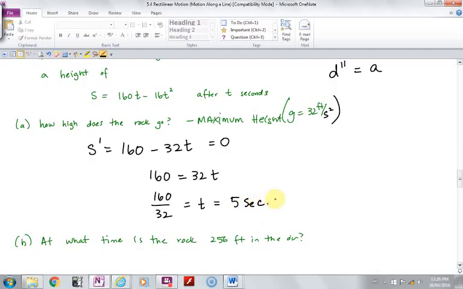Okay? Everybody okay with that? Yes? Okay? All right. That is how long it takes to get there, but that's not the actual height. How am I going to find that height? Plug this back in here, right? So S equals 160 times 5 minus 16 times 25. What does that work out to be?